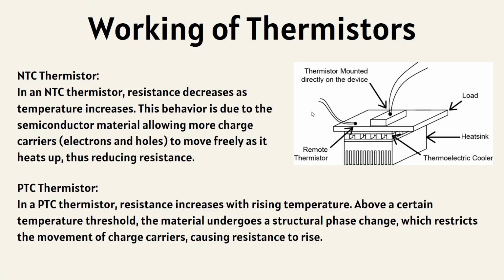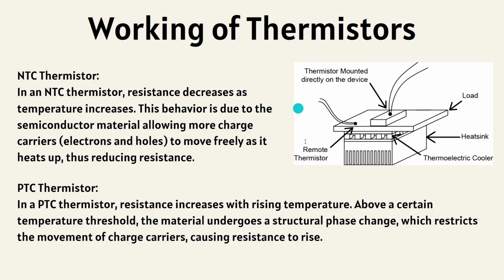Thank you. Hi sir, my name is Vaibhav and we'll be looking at the working of different types of thermistors. So we'll firstly look at the NTC thermistor, which is the negative temperature coefficient thermistor. It operates on the principle that the resistance decreases as the temperature increases. This behavior is due to the thermal energy in the material. At higher temperatures, more electrons gain sufficient energy to jump into the conduction band, increasing the number of charge carriers available to conduct electricity and thus lowering resistance.